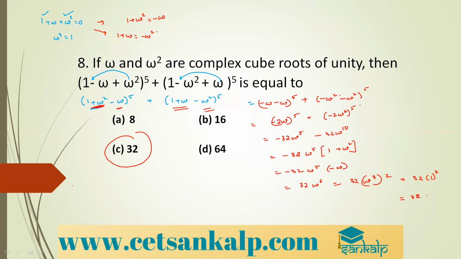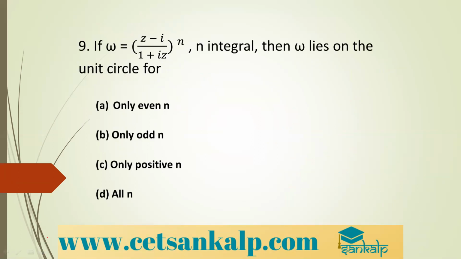Let us go to the next question, because we have to do as far as possible at least 10 questions, we have to complete it quickly. Okay, next question. If omega equal to z minus i by 1 plus iz whole power n, n is an integer, then omega lies on the unit circle for what values of n? That is what they are asking.